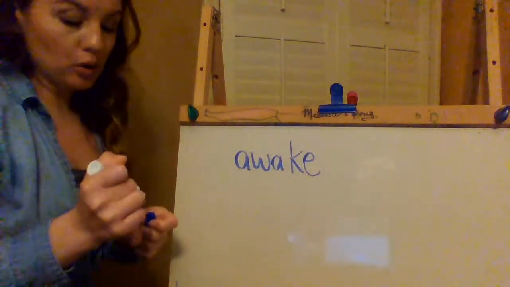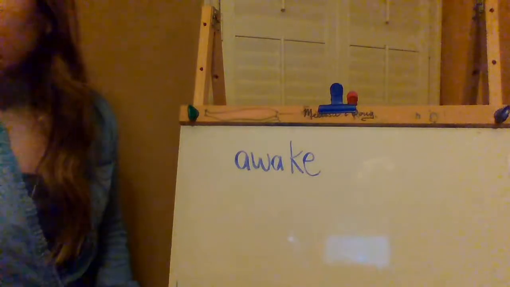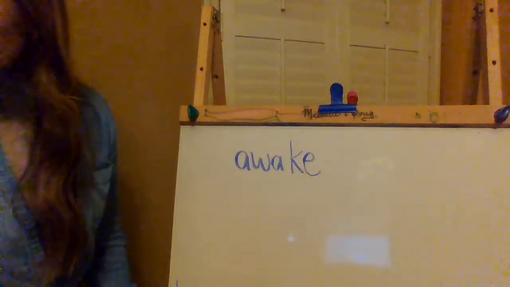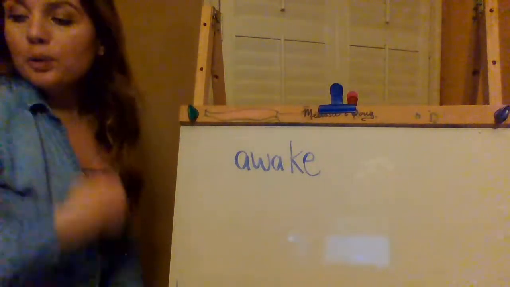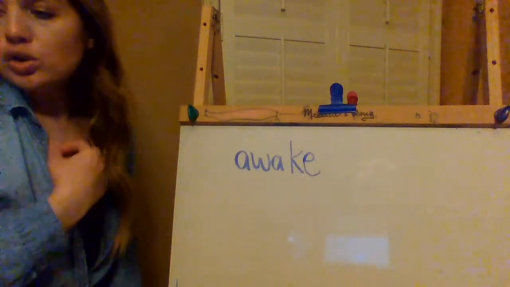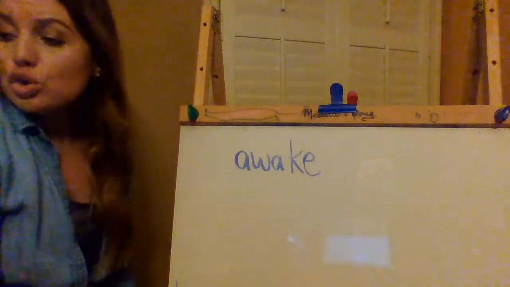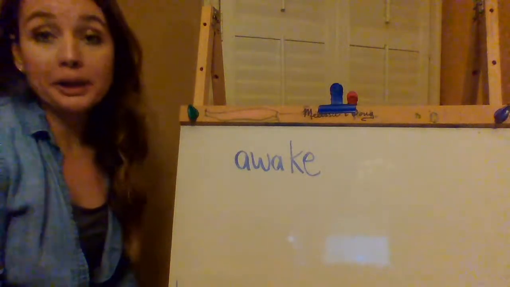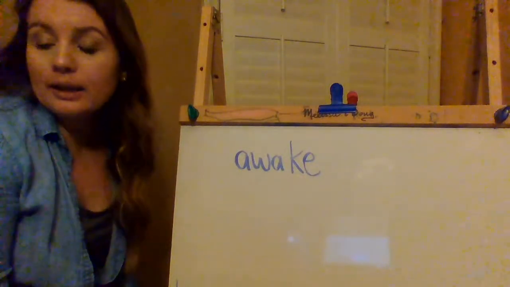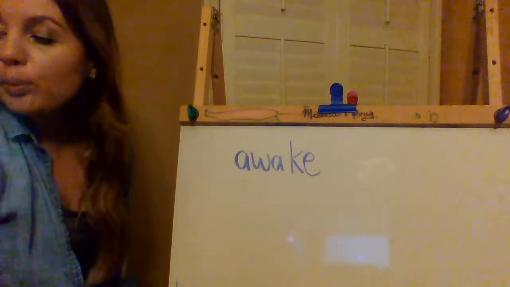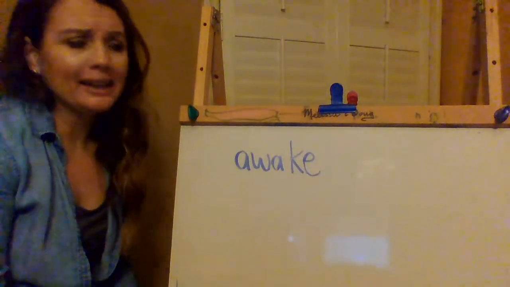That is how we spell the word awake. Okay, now, awaken. What do we have to do? Do we add en to make it awaken? Do we have to drop the final e and then add en? Or do we have to double the final consonant and add en?